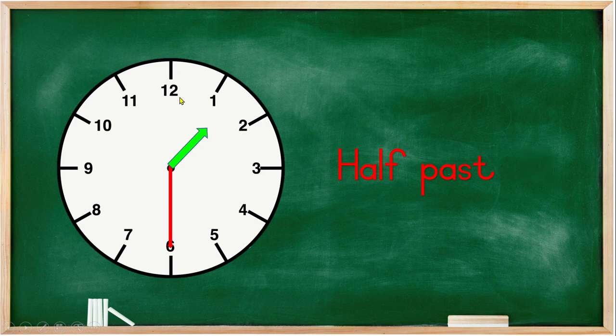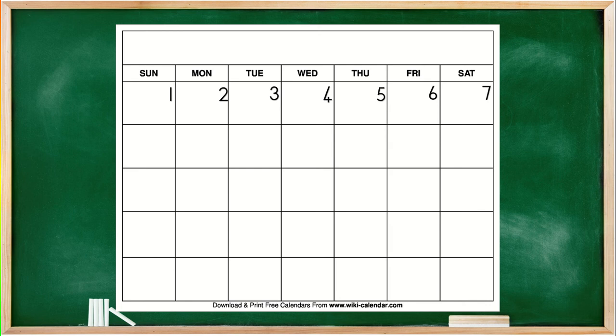Half past 1, half past 2, half past 3, half past 4, half past 5, half past 6, half past 7, half past 8, half past 9, half past 10. As you can see again, it's halfway past 10. It's on its way to 11, but it's halfway past 10. Half past 11. Finally, we're going to take a quick look at a calendar and how to read one.